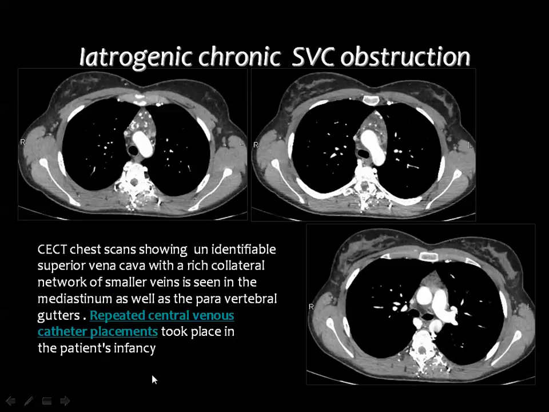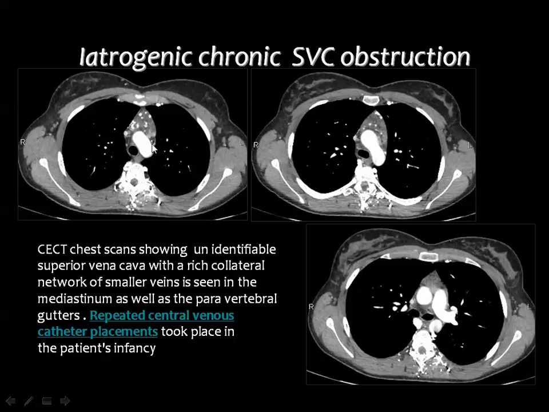And this is a case of superior vena cava obstruction secondary to repeated central venous catheter placement. And this is nowadays one of the well-known causes of vena cava obstruction. The presence of multiple central venous lines will lead to the introduction of infection to the superior vena cava, which may result in thrombosis later on. Then you cannot identify the superior vena cava at its anatomical site.